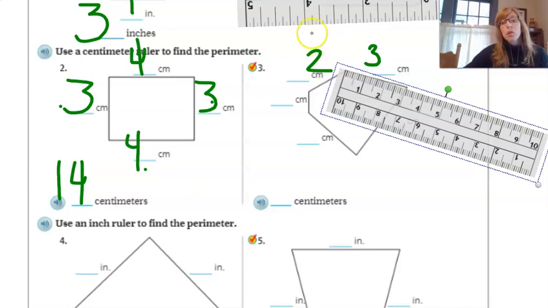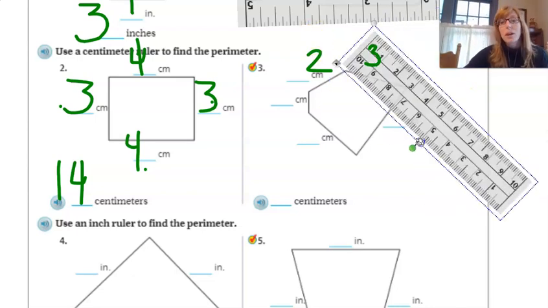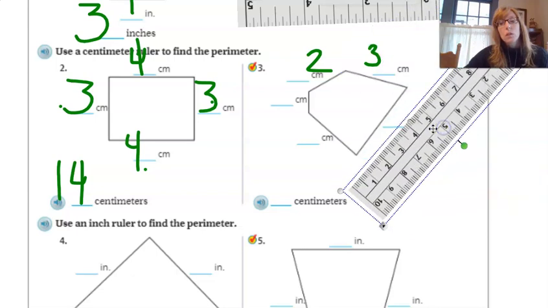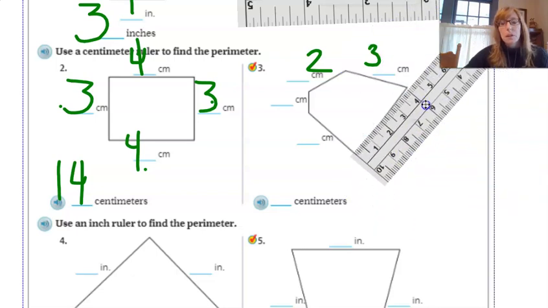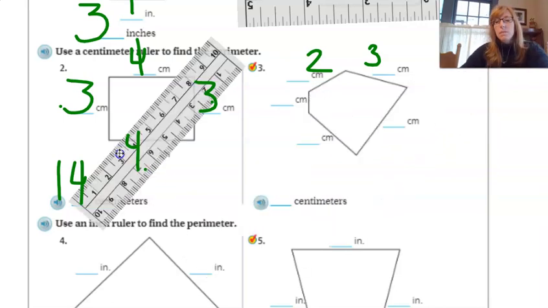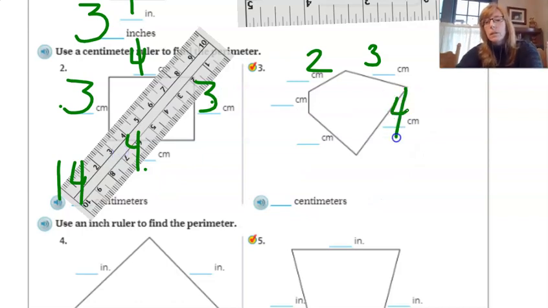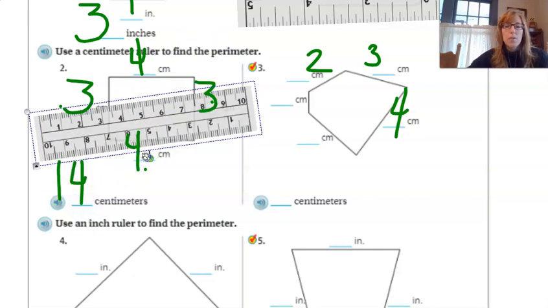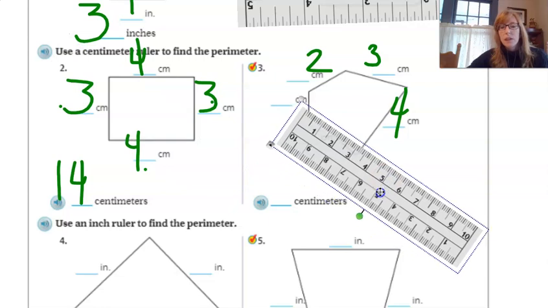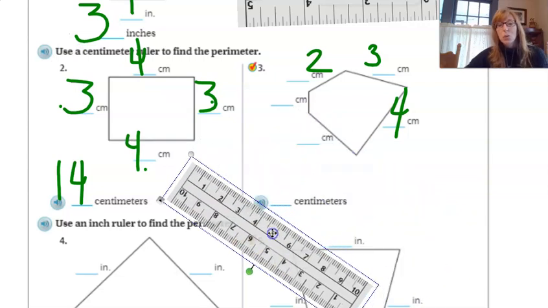Now we know perimeter is the distance around, so we have to go all the way around using our ruler, which likes to go crazy on me. So that is 4 on this side. I'm sure this is much easier for you if you have a ruler. And then we'll measure this side. This side looks like it's 3 centimeters. And then we can just tell that's 1 centimeter.